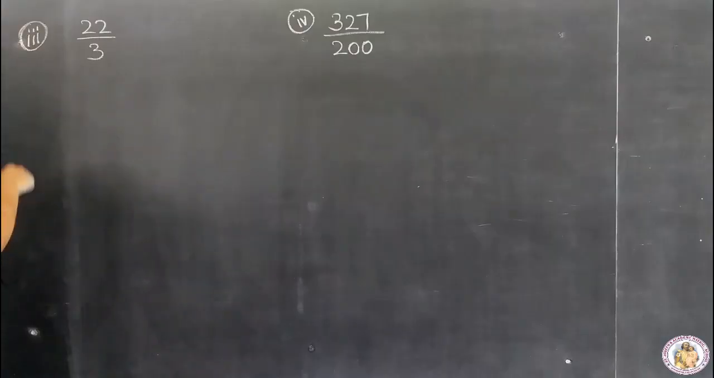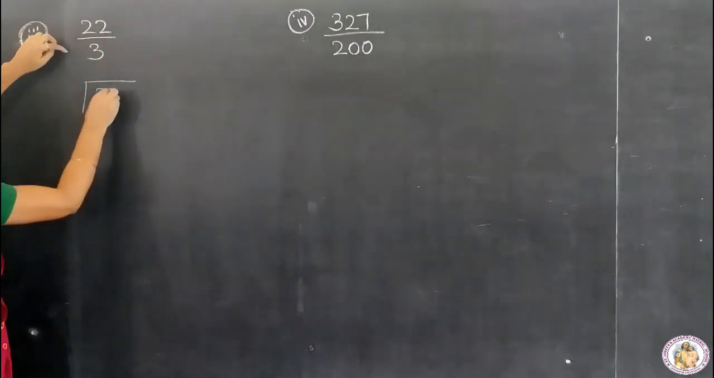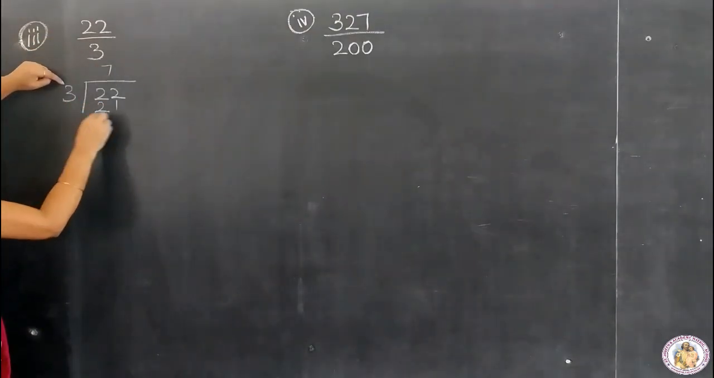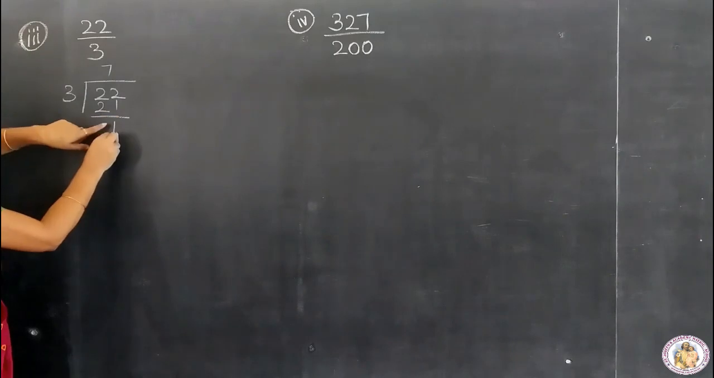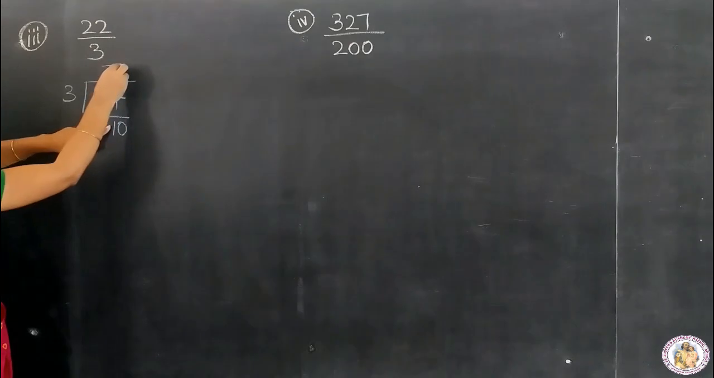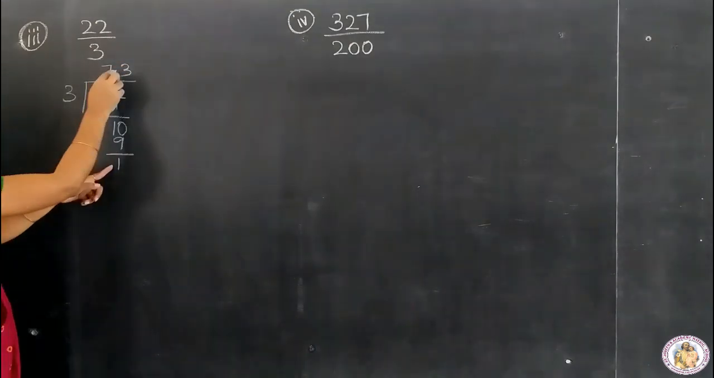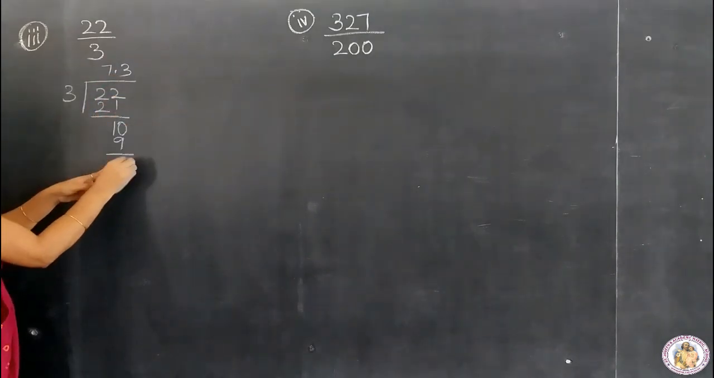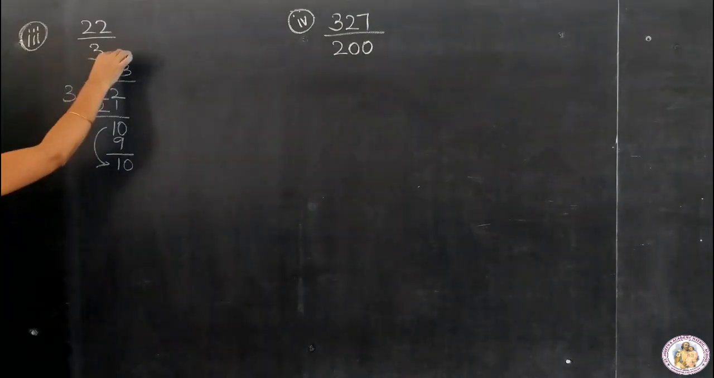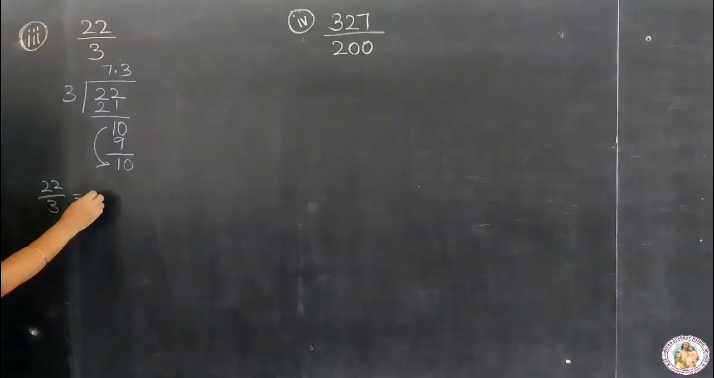Okay. Question number 3, 22 by 3. So divide 22 with 3. So 7 3s are 21. 2 minus 1, 1. We don't have next number, so keep decimal, add 0. 3 3s are 9. 10 minus 9, 1. So already we have decimal, add 0. So again it continues. Now you can see 22 divided by 3 is equal to 7.3 recurring.